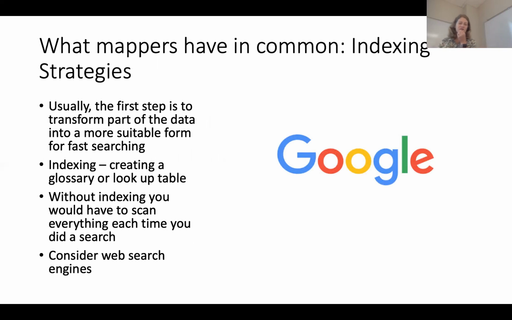So what mappers do have in common, and we saw this with BLAST too when we ran make BLAST DB, is using this indexing strategy. You want to transform part of the data or all of the data into a suitable form for fast searching. This is very similar to having a book where you have a glossary in the back and you're able to look for instances of a short word and it'll tell you where to go in the whole sequence to find that word. Without indexing, the computer would have to scan the entire genome or the entire reference transcriptome every single time it was looking at a new read, and that would be really, really slow.